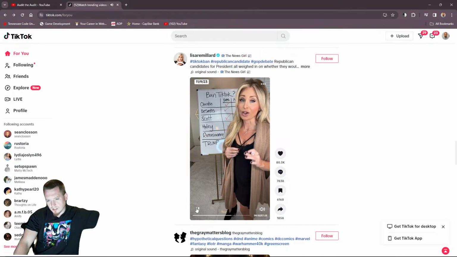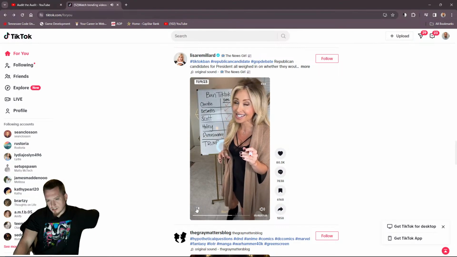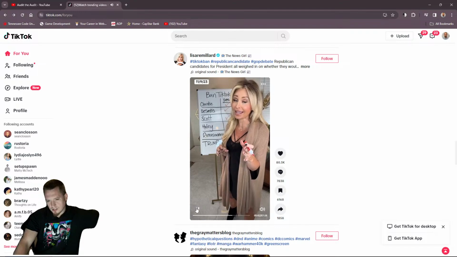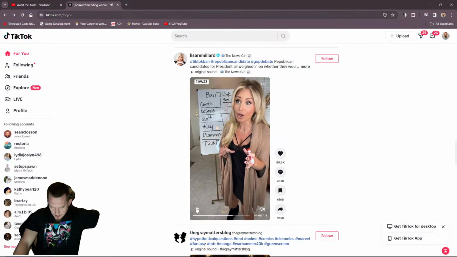And that leaves us with entrepreneur Vivek Ramaswamy, who, of course, has a TikTok account and uses it quite a bit. He started his answer to whether or not he would ban the app.